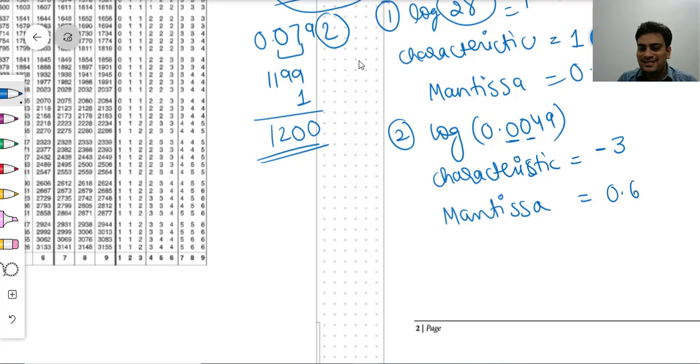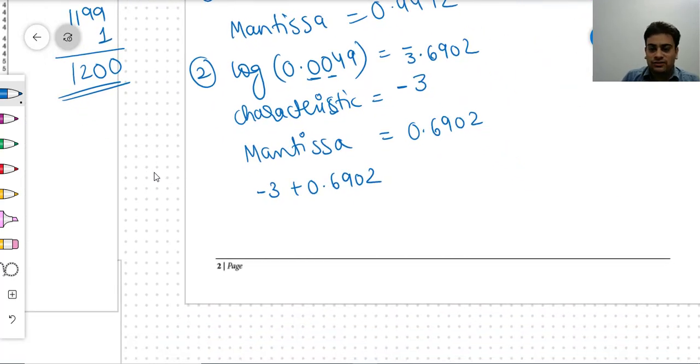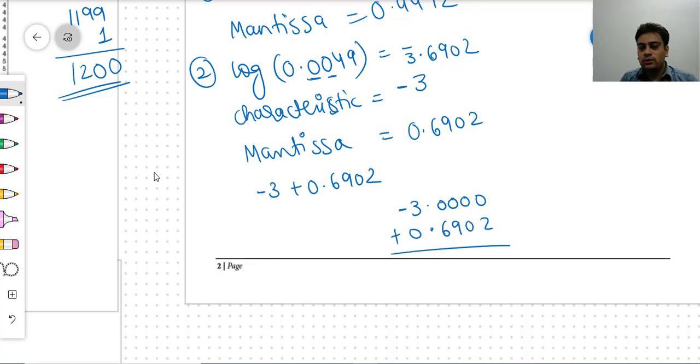Here your mantissa is 0.6902, and your characteristic is negative. So now what we need to do is -3 plus 0.6902. Either you can write it as 3 bar 0.6902, which is one way to write the log value, or the other way is that you subtract it from -3. If you subtract it, your value will be -3.0000 minus 0.6902, so ultimately it is equal to 8, then 9, then 0, then 5, then 2.